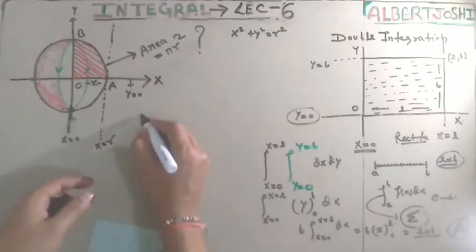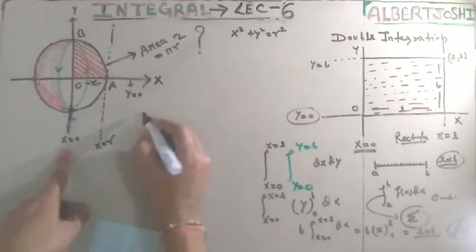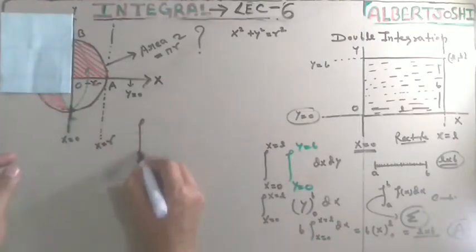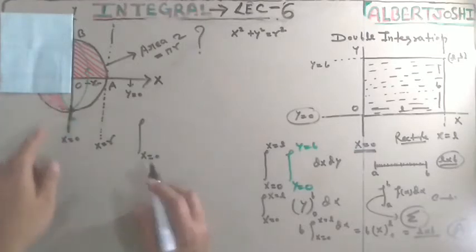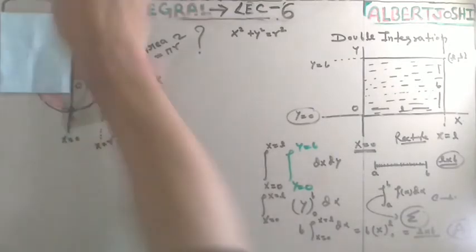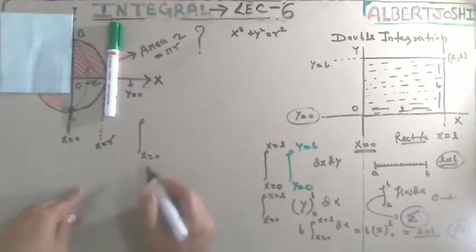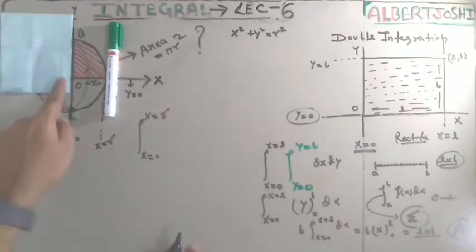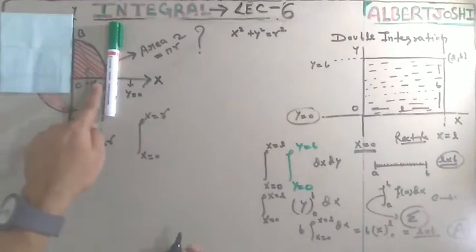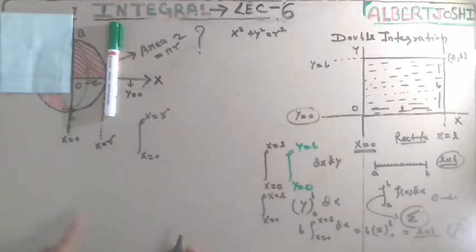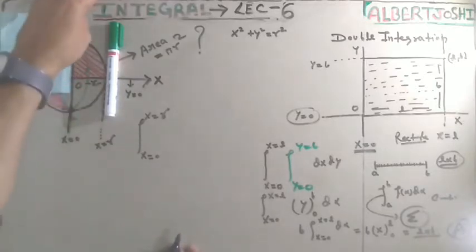So this line is x is equal to 0. We are counting from this x is equal to 0 to this line, from this to this. So everything is coming from x is equal to 0 to x is equal to r. This is r, the radius of this circle. In this condition everything is coming, so there must be some bound.